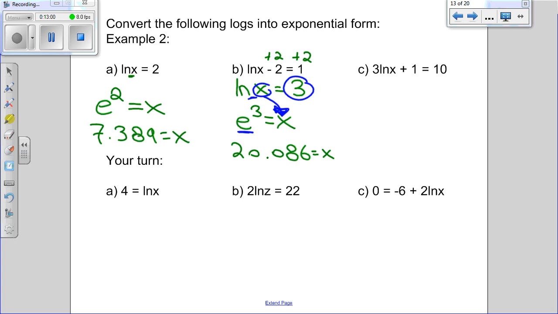We'll do this again, but remember, you want to get the natural log by itself before you convert it. So we're going to subtract 1 from both sides. So I have 3 natural log x equals 9. And then we divide both sides by 3. We get the natural log of x equals 3. Natural log of x equals 3, same as this question right here. So you could actually just isolate it from it, but let's convert it again.